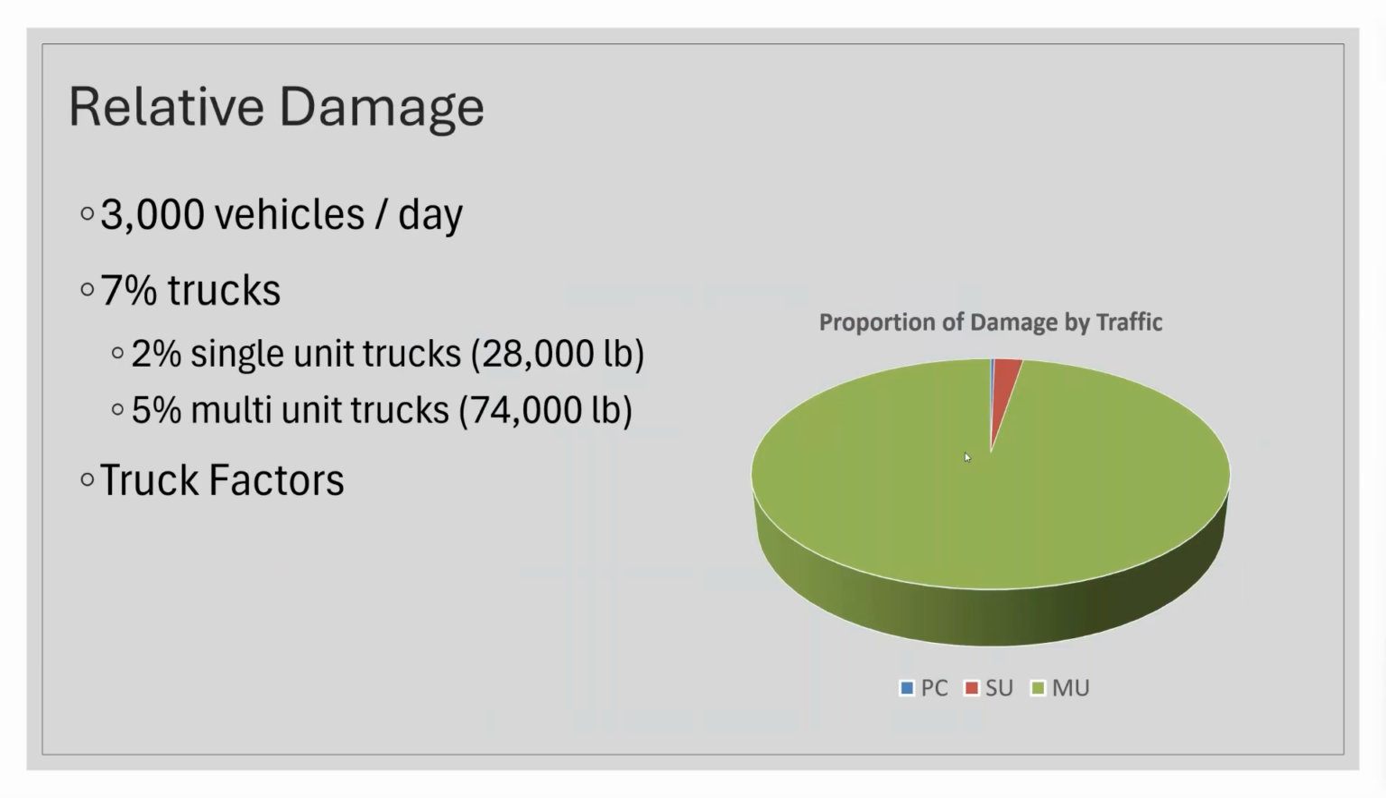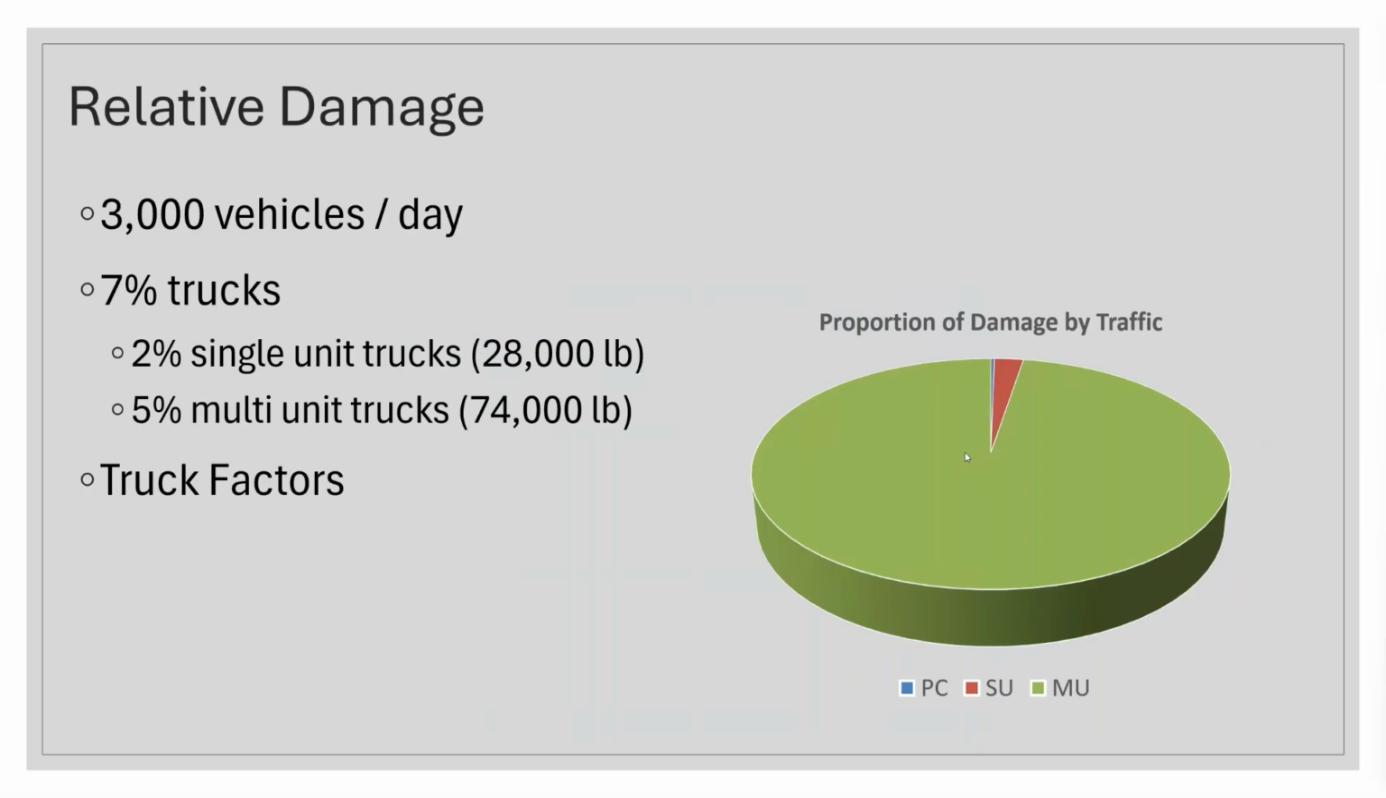Looking at damage, how much damage does a particular type of vehicle actually do to the road? Well, we can calculate lots of stuff, but I've just put together an example here. Let's say we have 3,000 vehicles per day. 7% of that is trucks. Out of that 7%, 2% might be single unit trucks. Those are 28,000 pounds. And then multi-unit trucks at 74,000 pounds. We're going to calculate truck factors.